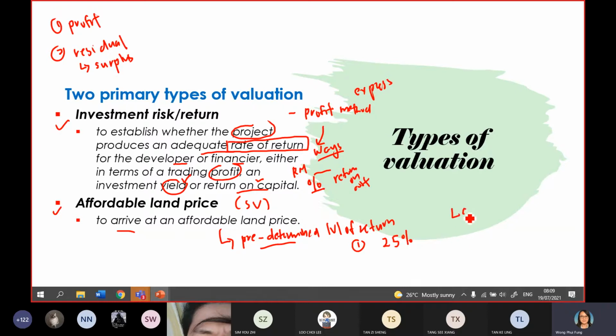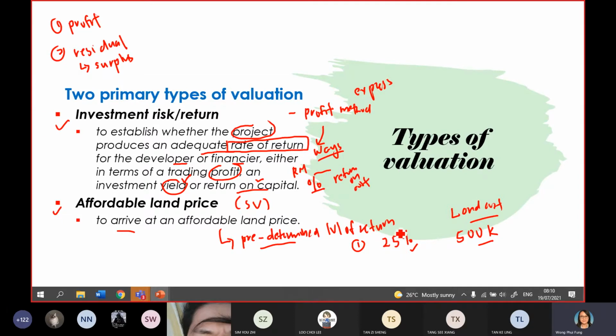So the land cost calculated at the end is, say for example, 500K. So you use this 500K to negotiate with your landowner. That is the maximum price that you can offer to the landowner to secure 25%. So I repeat again. First, you input the predetermined level of return first.